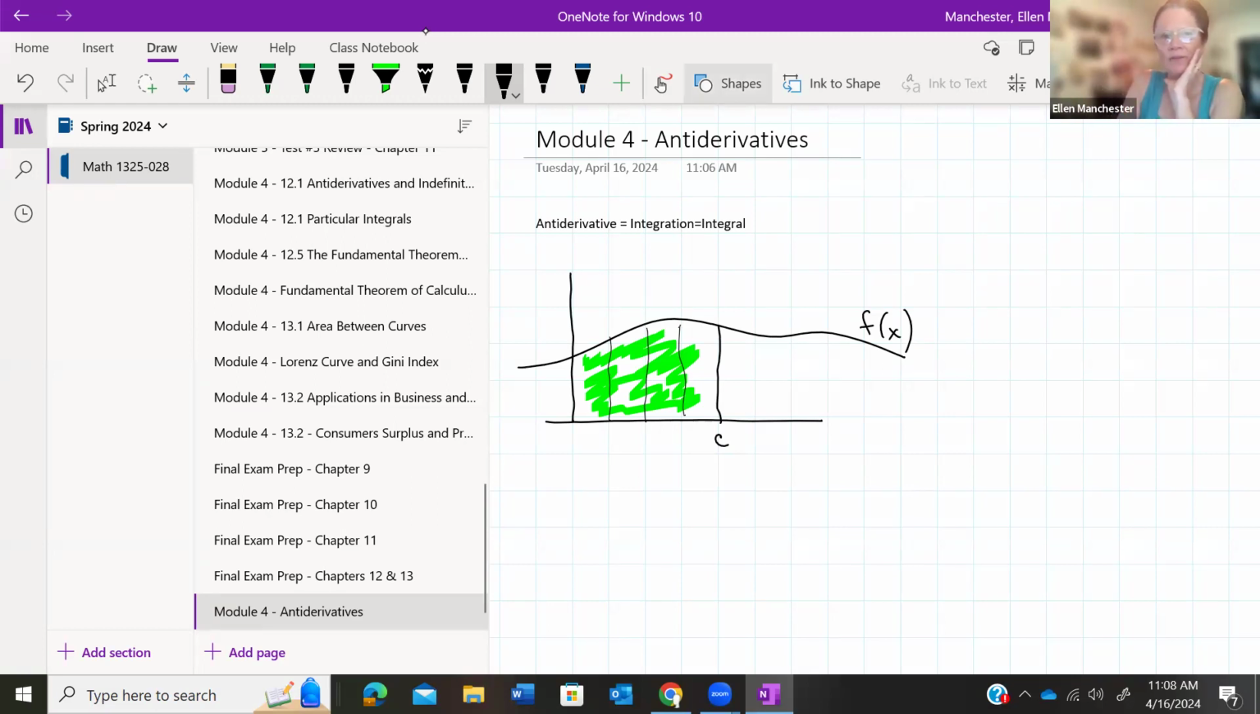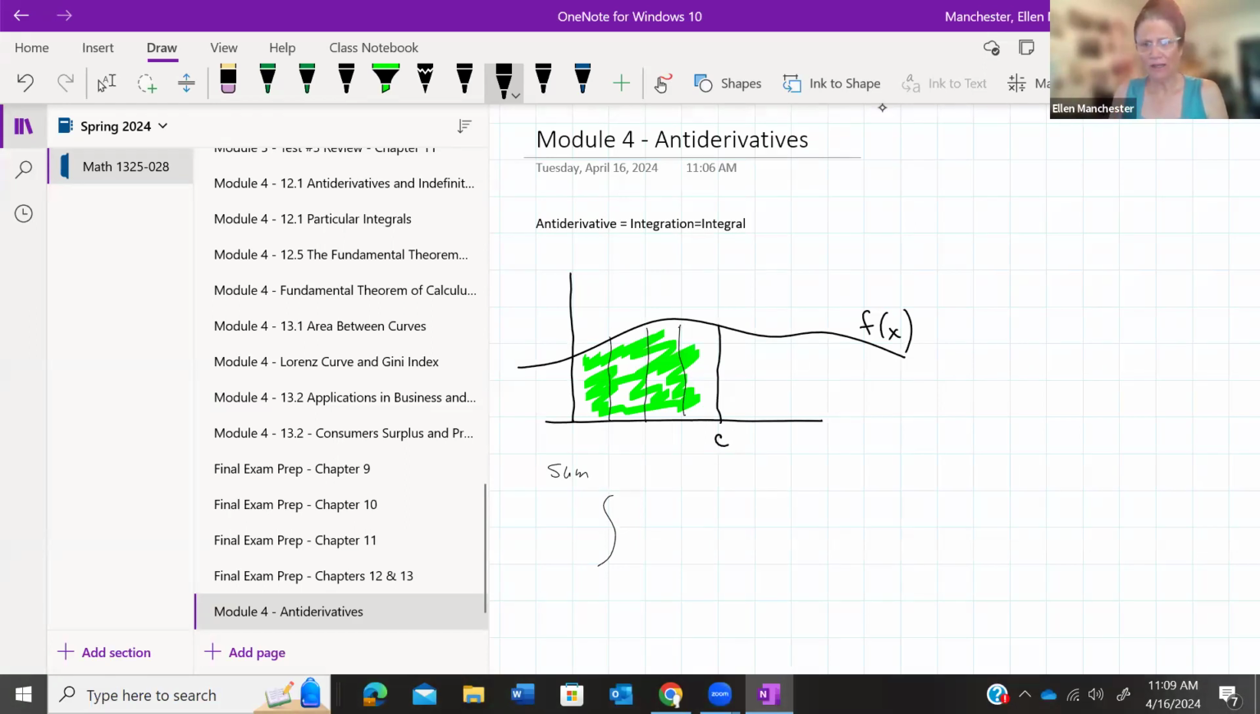The notation of it looks like this. This is the integral sign. And if you look at it, it's kind of like a stretched S. And that stretched S, you want to think of as the term sum. Okay, so we're adding something together.